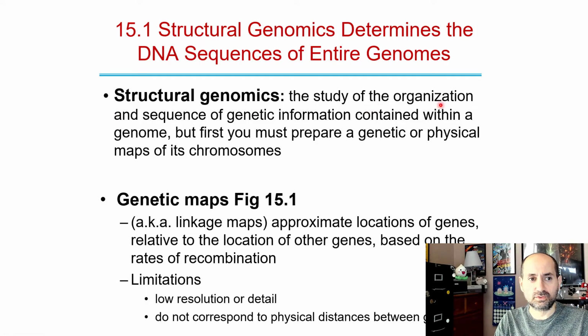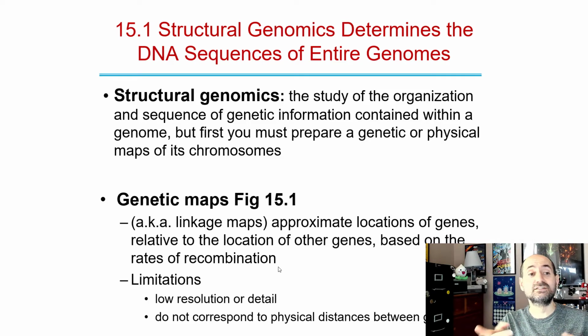This is the study of organization and sequence of genetic information contained within a genome. Remember when we talked about Thomas Hunt Morgan? He was trying to create these genetic maps. These are the traditional way of mapping out chromosomes and figuring out where genes are within the chromosomes. These are also known as linkage maps. Remember, these approximate the locations of genes based on their location relative to other genes, based on recombination.